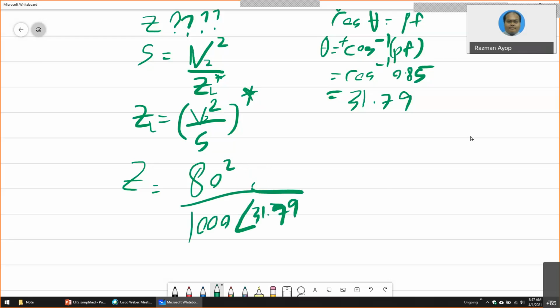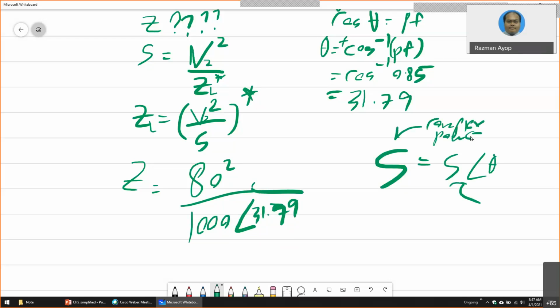Remember S equals |S| angle theta. This is complex power, and this one is apparent power. Complex power is usually in volt-amperes. We use VA, this one should be VA, VA also.